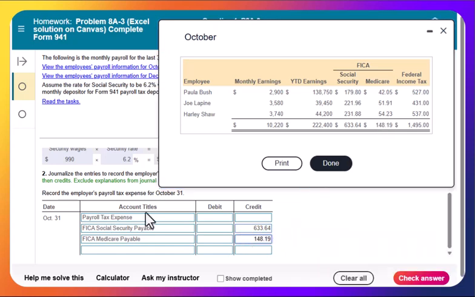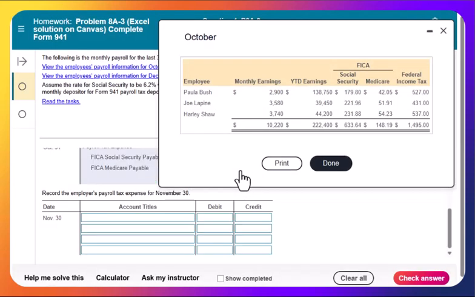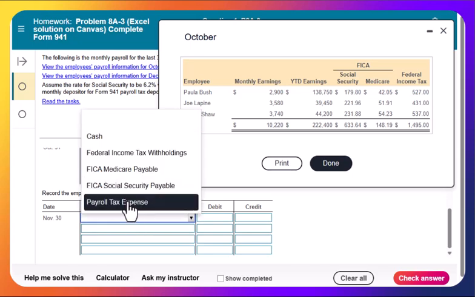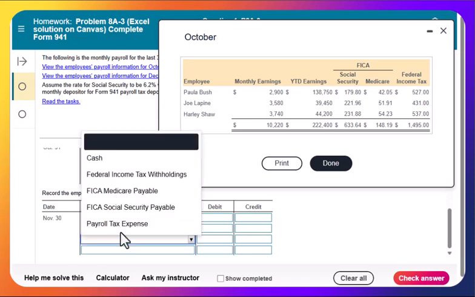And then the debit for payroll tax expense is going to be just $633.64 plus $148.19 here to balance the transaction, which is going to be $781.83. We can go ahead and check our answer. Good job. And then we can go ahead and move on to November. So it's going to be essentially the same thing here. The payroll tax expense again, the Social Security payable, and the Medicare payable.